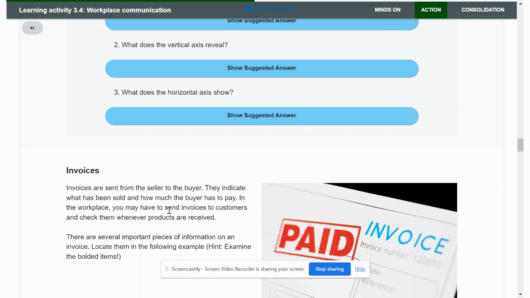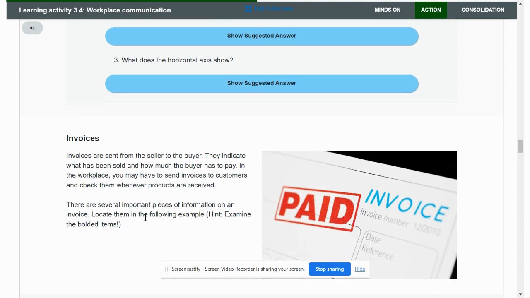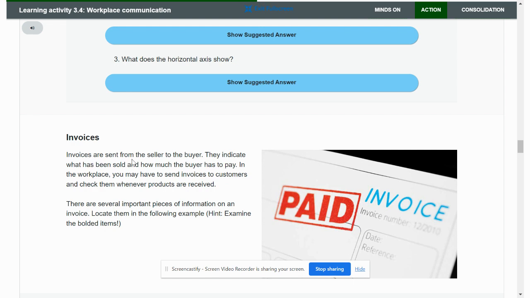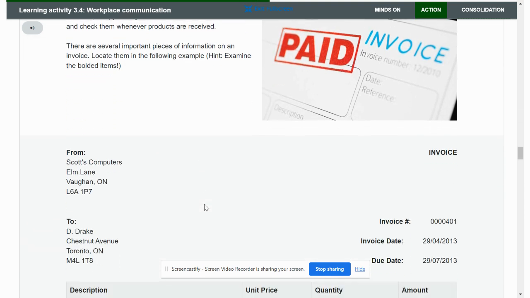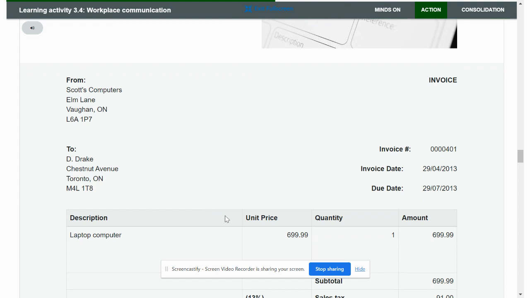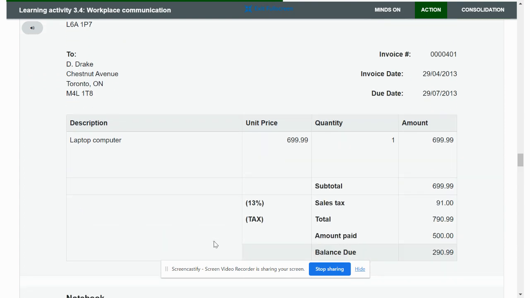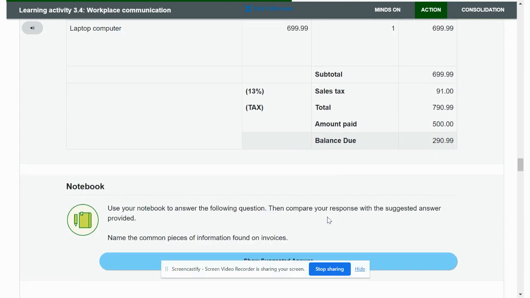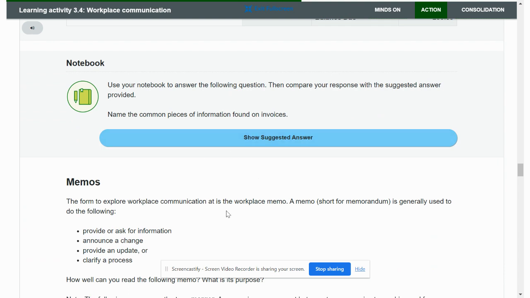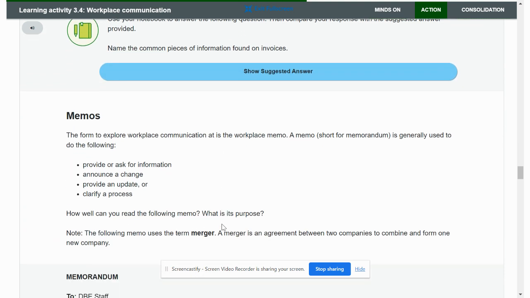Next, you're going to think about invoices. In some jobs that you could have, you might need to know what an invoice is. Invoices are sent from the seller to the buyer, and they indicate what has been sold and how much the buyer has to pay. Again, depending on your workplace, you may or may not have had to deal with an invoice that looks something similar to this. And again, in your notebook, you can look at some of the answers there.